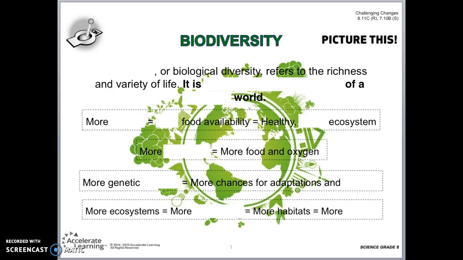Now let's turn to our next set of notes, which includes biodiversity. Biodiversity is a really important word. It means biological diversity. Bio means life, diverse means different, so it's the richness and variety of life. It is the key to the preservation of a healthy world. We need diversity. So the more species we have, the more food there is available, and the healthier, more stable the ecosystem can be.